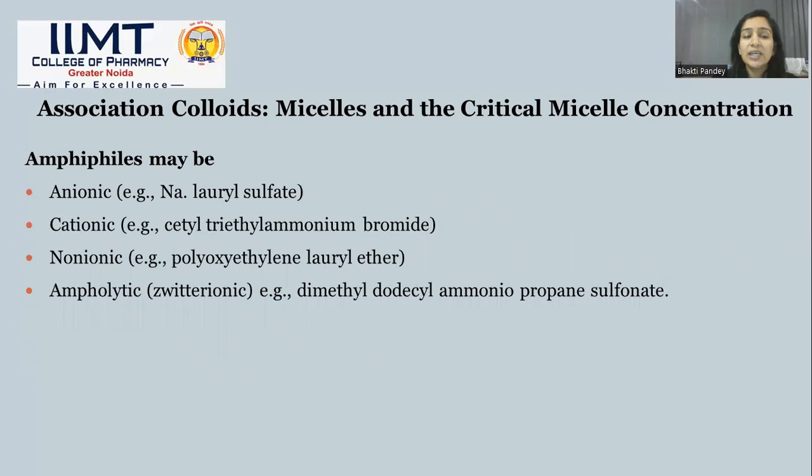So here are some examples of amphiphiles. They are of anionic type, cationic type, non-ionic type, and ampholytic type. So these are the examples.